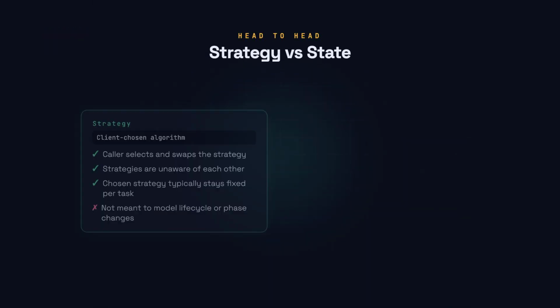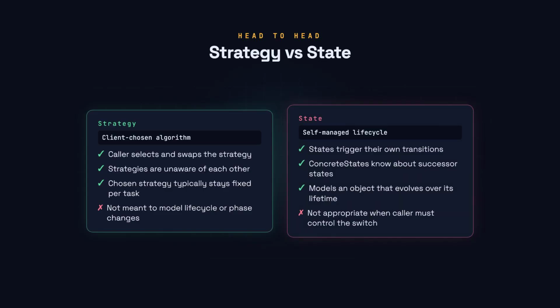Here is where the real difference crystallizes. In strategy, the caller is in control. It hands a strategy in and can replace it whenever it likes. But the strategies themselves have no knowledge of each other. In state, control is inverted. The state objects manage their own successor, so the context transitions without any external instruction. Strategy is about choice, state is about lifecycle.